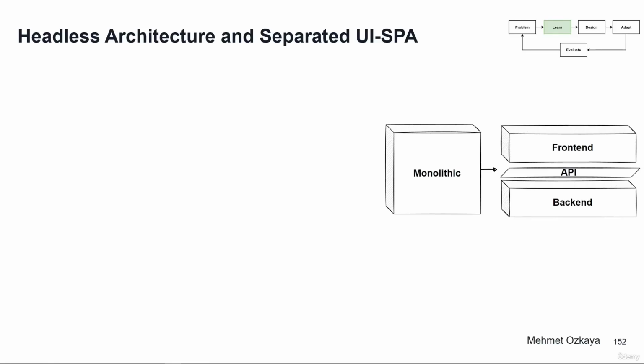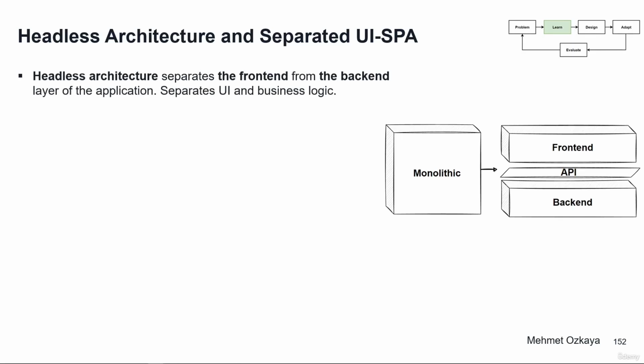In this video, we are going to learn headless architecture and separated UI single page applications. What is headless architecture? Headless architecture is a software development concept that separates the front end from the back end layer of the application. So that means separate user interface and business logic. This way, even the most mature businesses gain flexibility and agility.